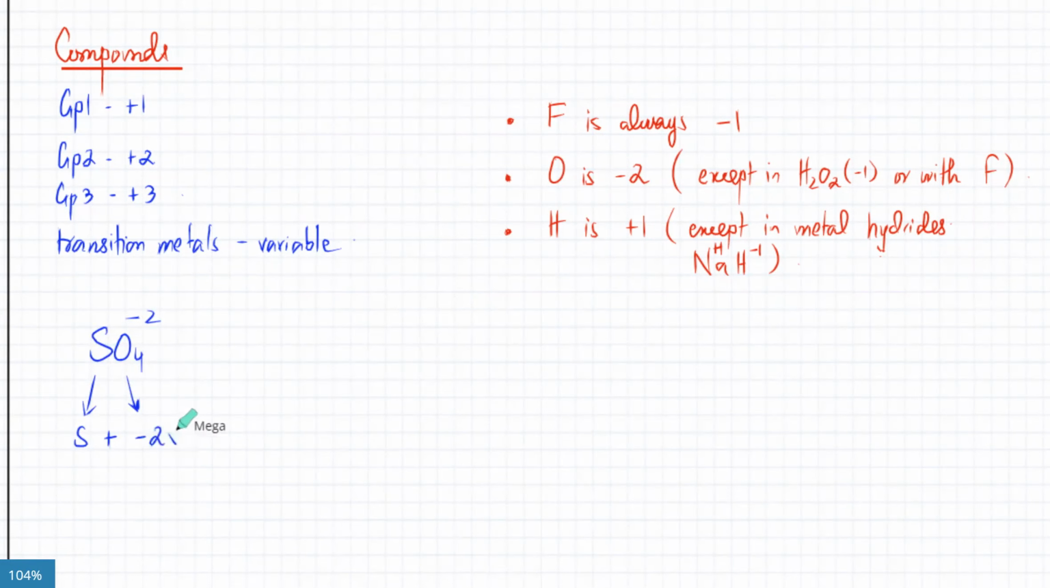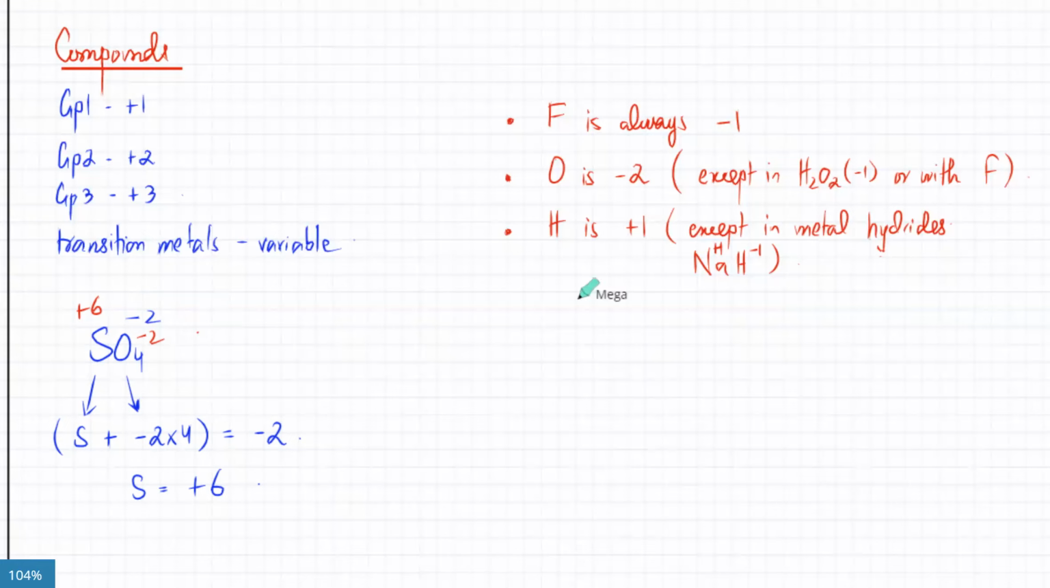And there are 4 oxygens in this, so it's -2 times 4. And the whole ion has a charge of -2, which means that the individual charges must add up to be equal to -2. So if I make sulfur the subject of the equation, it comes out to be what? +6, I think. So that means sulfur's oxidation state over here is +6, while oxygen was -2.